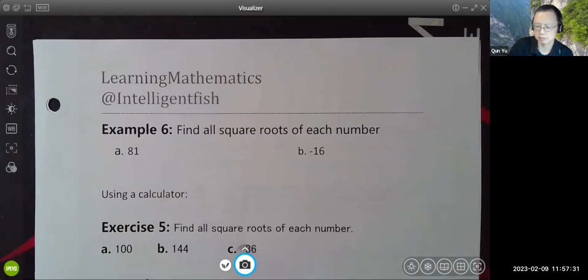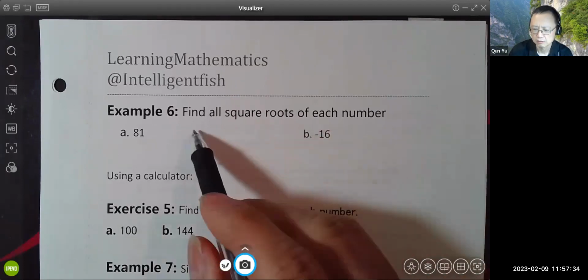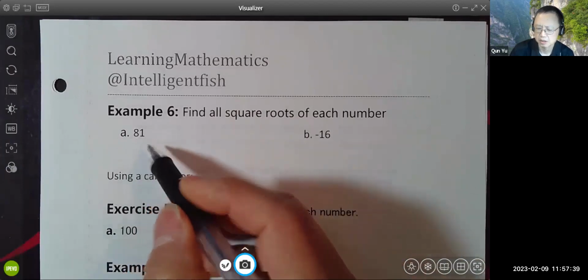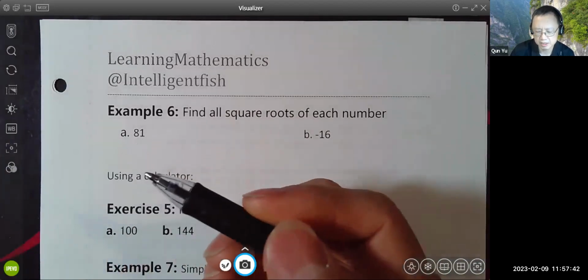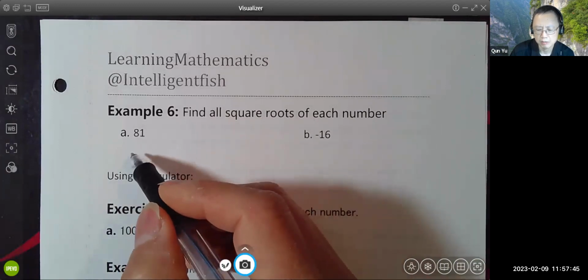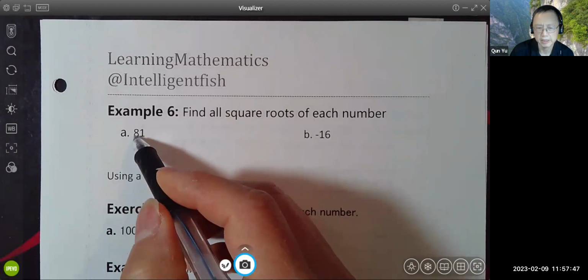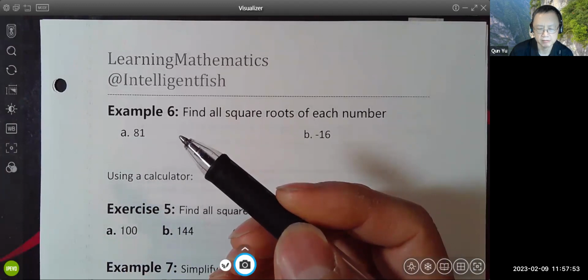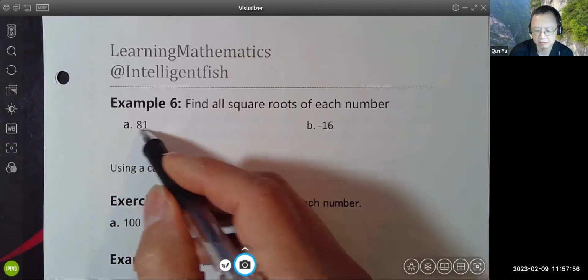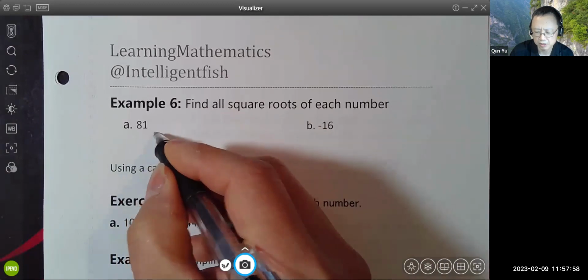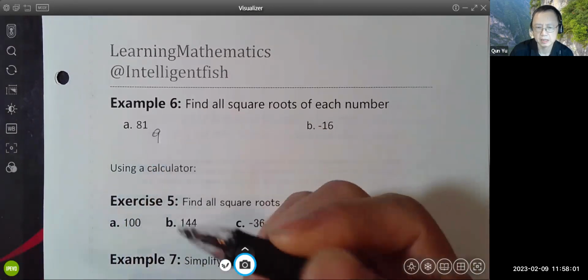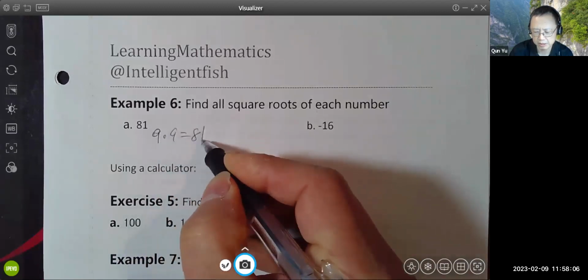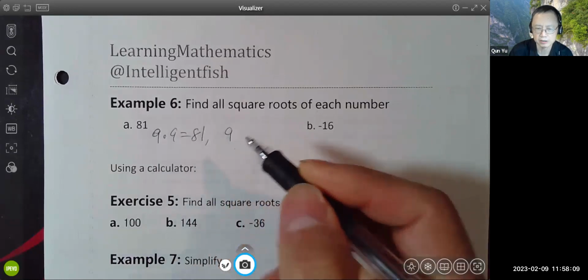So let's look at some square root questions. Find all square roots of each number. The first number is a positive number. By the definition, we need a number multiplied by itself that equals 81. So what number multiplied by itself equals 81? That is 9. This number is small enough that we can see that. So 9 is one of the square roots. And there's another one, because 9 times 9 equals 81. By definition, 9 is one of our answers.